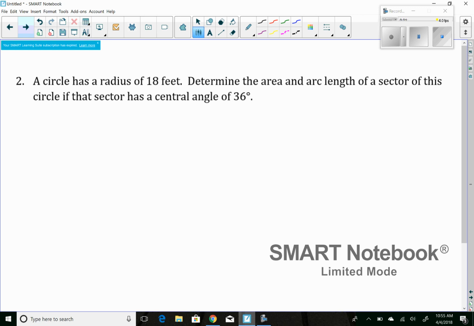Let's take a look at 2. Number 2 says a circle has a radius of 18 feet. Determine the area and the arc length of a sector if the central angle is 36 degrees. So just asking us to define 2 things. So let's just sketch our sector so we see what it looks like. So we have a central angle of 36 and we have a radius of 18. So let's do area first since we just did arc length. So the area of the sector.